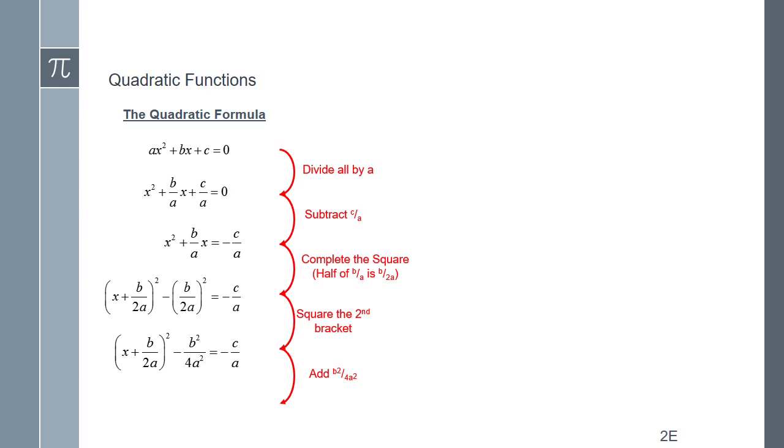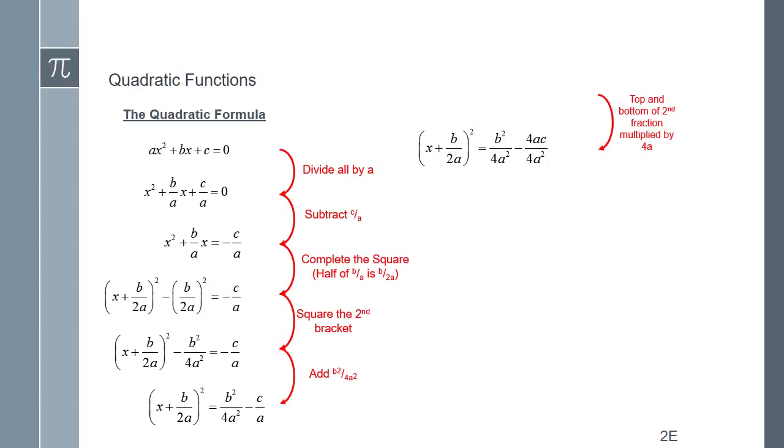We then rearrange it by adding the b squared over 4a squared on to the other side to get x plus b over 2a squared is b squared over 4a squared minus c over a. We then top and bottom of the second fraction times it by 4a to get a common denominator. So we have b squared over 4a squared minus 4ac over 4a squared. Once we have a common denominator, we can combine the right hand side to be b squared minus 4ac all over 4a squared.